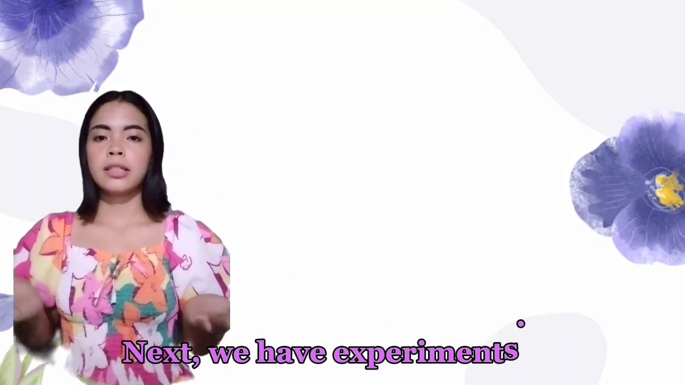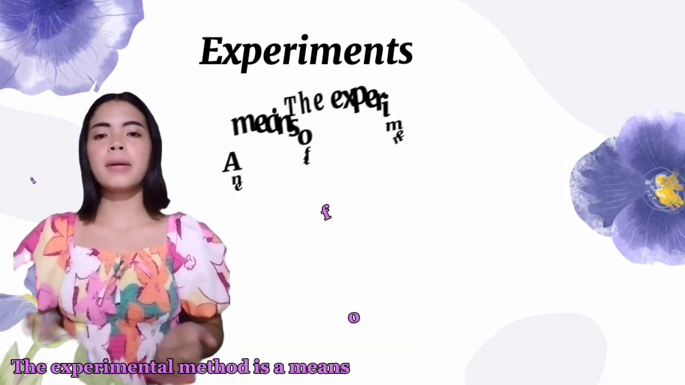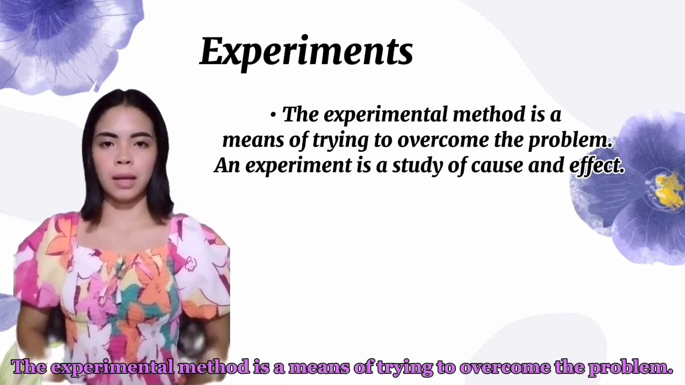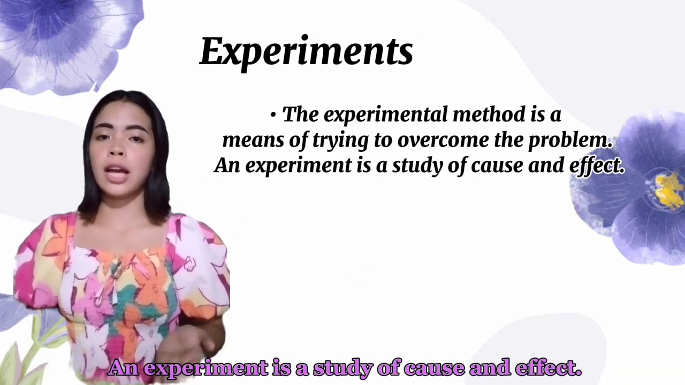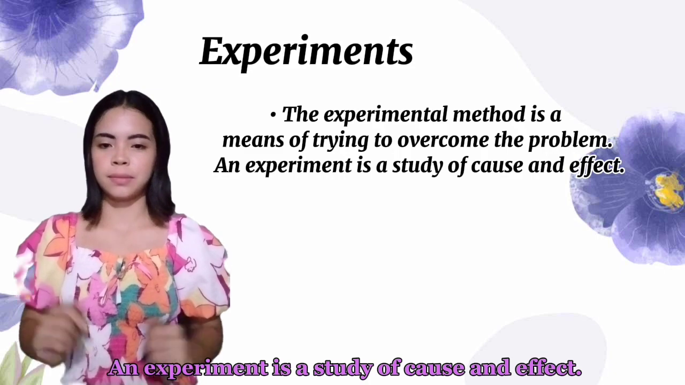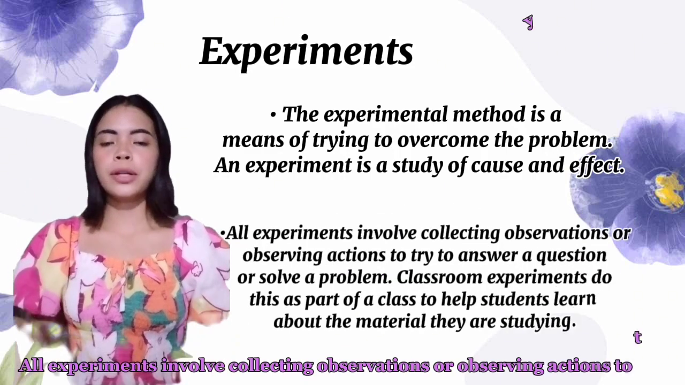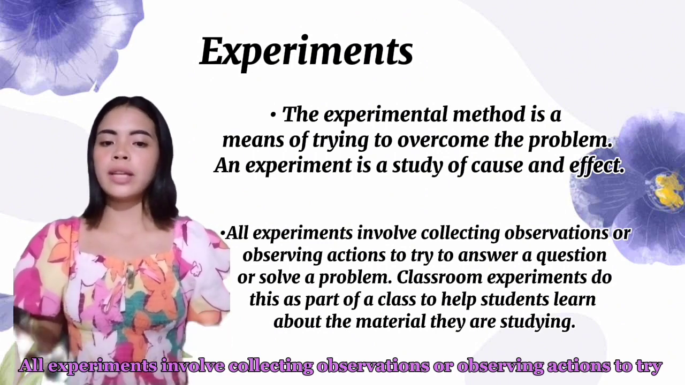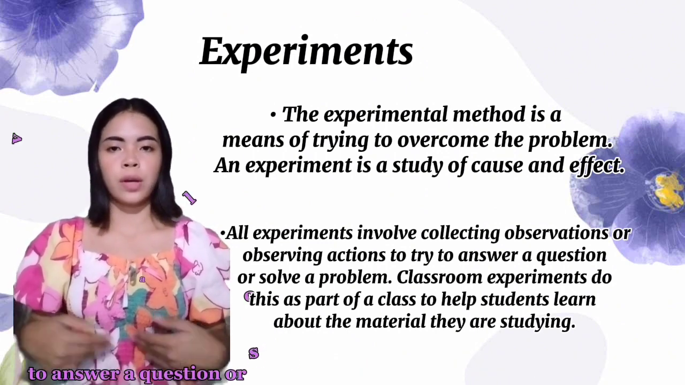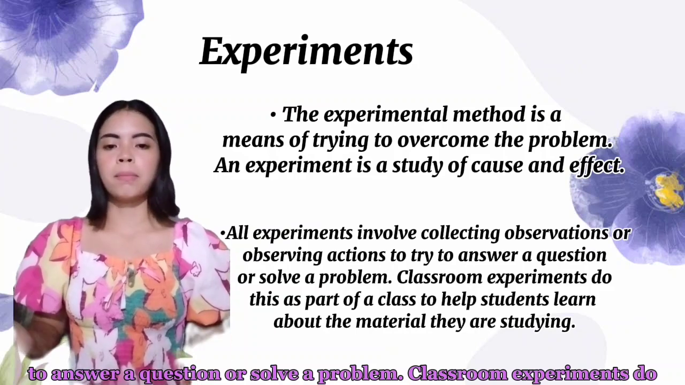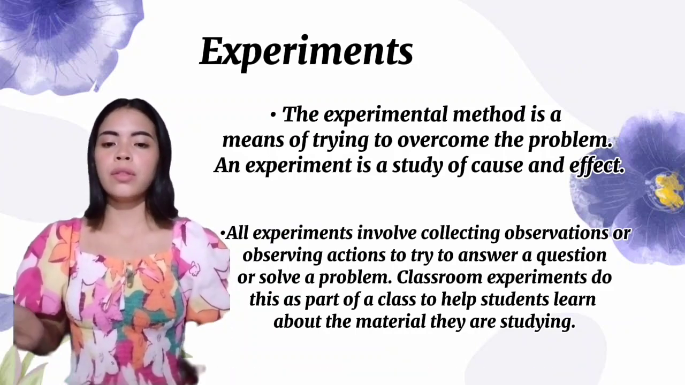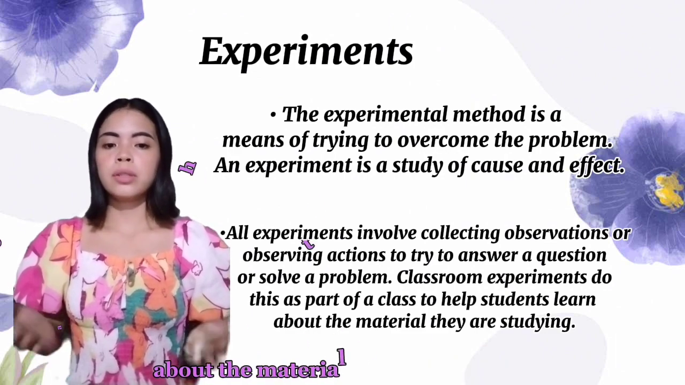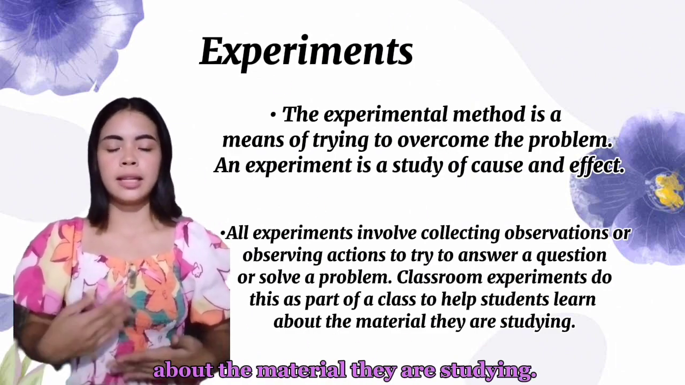Next, we have experiments. The experimental method is a means of trying to overcome a problem. An experiment is a study of cause and effect. All experiments involve collecting observations or observing actions to try to answer a question or solve a problem. Classroom experiments do this as part of a class to help students learn about the material they are studying.